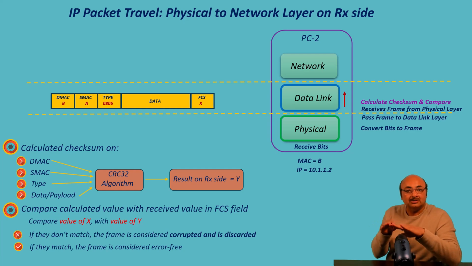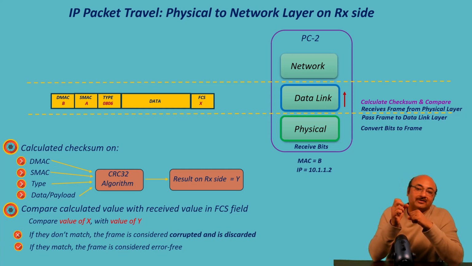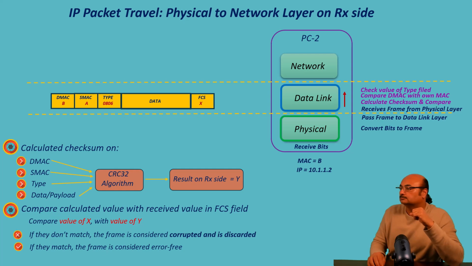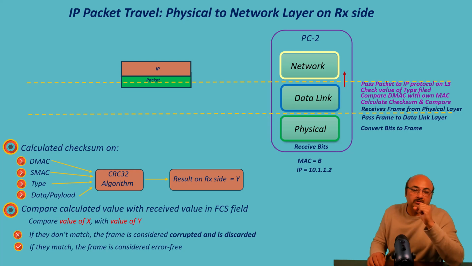Now when this happens, we can use the frame, and we move to the next logical step, which is checking the DMAC value and comparing it with my own MAC address. And if they match, then move on to checking the type field. What is the value of the type field? Check to identify which layer 3 protocol the packet has to be passed on to. And in this case, since the type field was 0806, it is passed on to the IP protocol on layer 3.